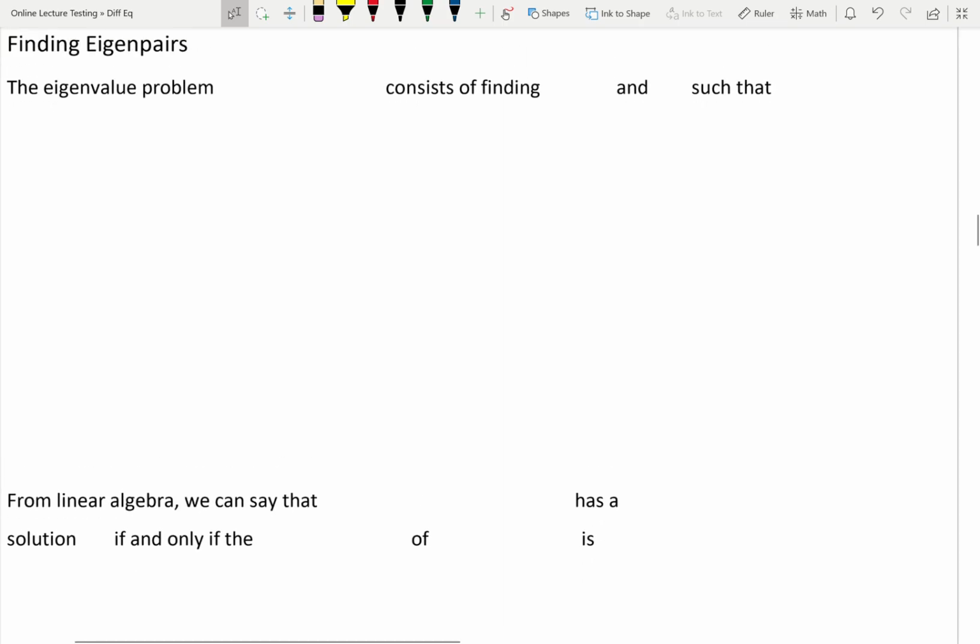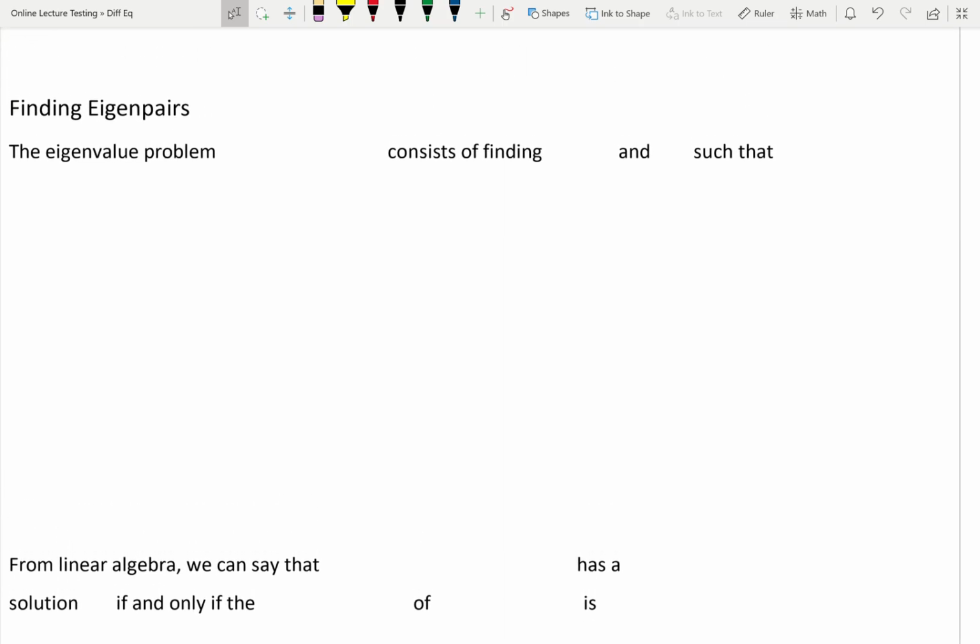So the eigenvalue problem, which we've just stated before, where it's Ax equals lambda x, consists of finding lambda and x such that Ax equals lambda x. This can be rewritten as Ax minus lambda x equals 0. If I factor out the x, this is where it gets kind of interesting.